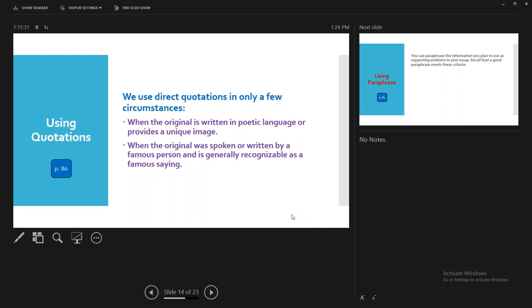The other case is when the original was spoken or written by a famous person and is generally recognizable as a famous saying. In this case, if it is really common and well known to people, there is no point in changing or paraphrasing the words there. So you will keep it and use it as a direct quotation. Any question about these two points?